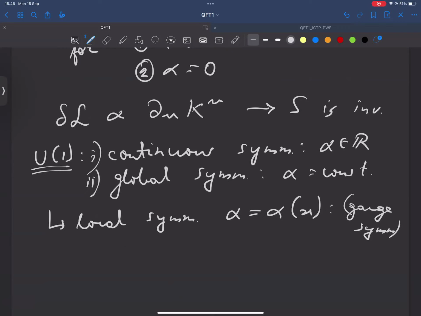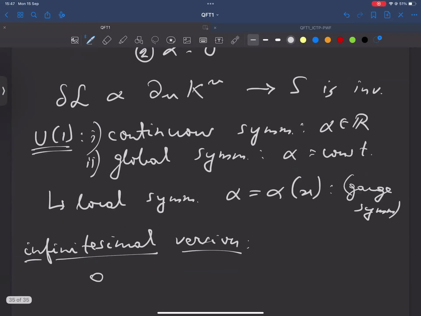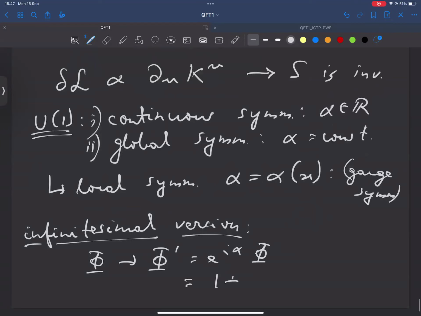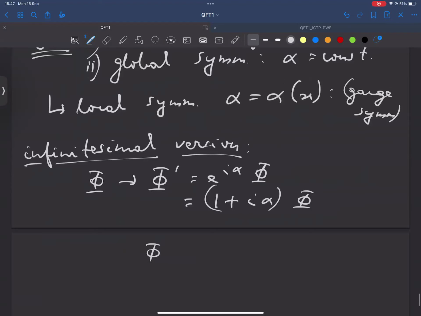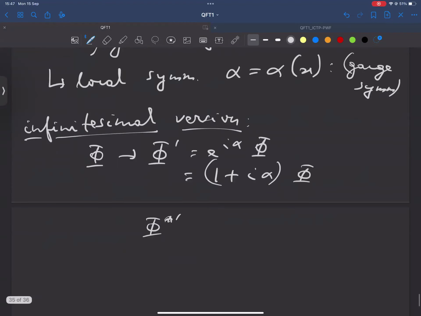And again, as before, we can play the infinitesimal version. So the infinitesimal version would be just to expand. We know phi goes to phi prime, that was e^{i alpha} phi. Now you expand this as 1 plus i alpha phi. And similarly, you can find what's for the phi prime. The reason that we could do this was because alpha was a continuous variable. Okay, so we could do this.